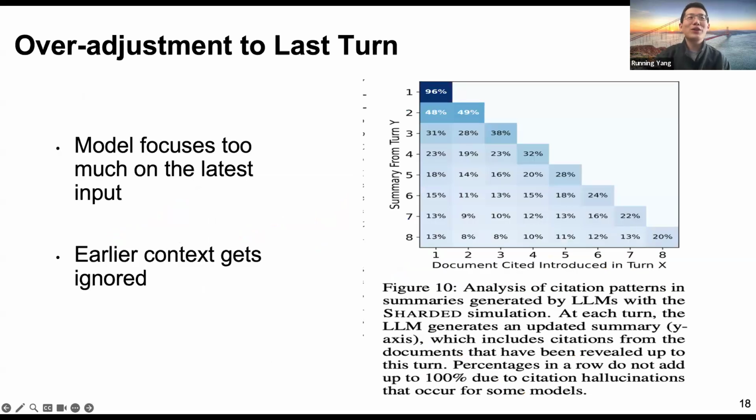And also, the model relies pretty much on the last turn. So the model tends to prioritize the most recent user input, sometimes at the cost of ignoring earlier information. This leads to forgetting important context from previous turns. And this is kind of similar: the model gets lots of information, but doesn't pay attention to it all that equally.